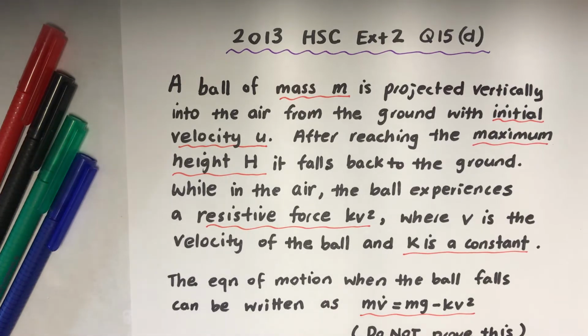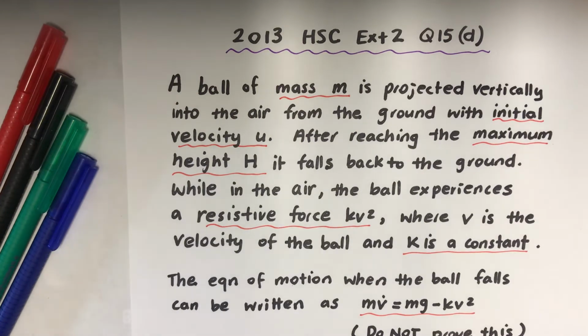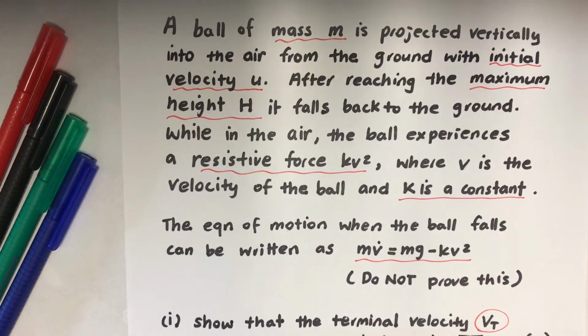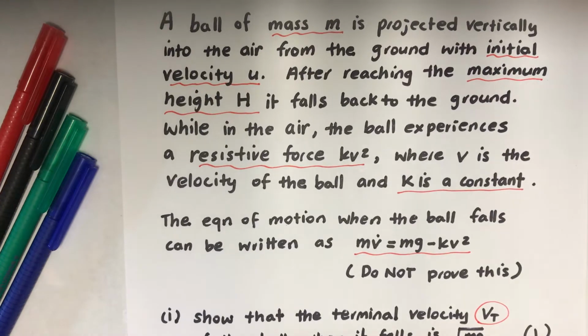Hi everyone, this is the mechanics chapter, and today we're going to do a past paper question. That is a mechanics question. It's a resisted projectile motion. This is the 2013 HSC Extension 2 question 15 D.